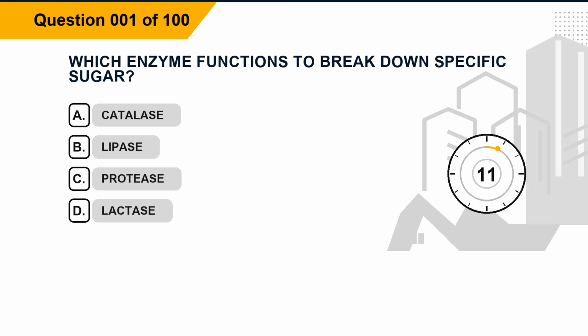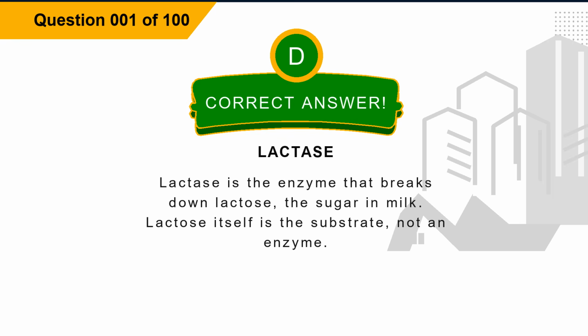Question 1. Which enzyme functions to break down specific sugar? Option A, catalase. Option B, lipase. Option C, protease. Option D, lactase. The correct answer is option D, lactase. Explanation. Lactase is the enzyme that breaks down lactose, the sugar in milk. Lactose itself is the substrate, not an enzyme.